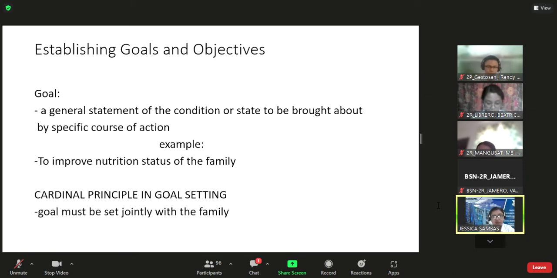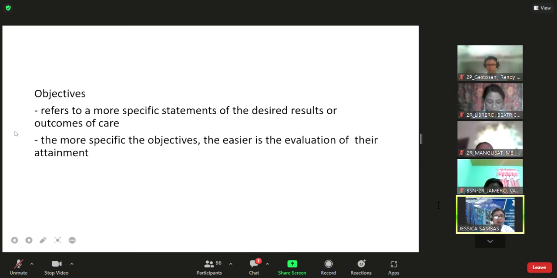What will happen to the family? Now, goals must be set jointly with the family. Of course, for them to participate, remember that this goal, these objectives, will serve as our basis for determining what will be our interventions. Now, if it is not mutually set together with the family, most likely the interventions that we are going to suggest, they will no longer follow it or they will not cooperate with the suggested interventions. So, it should be mutually set with the family.